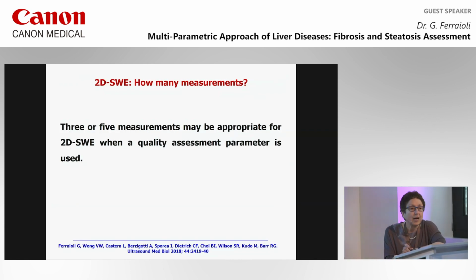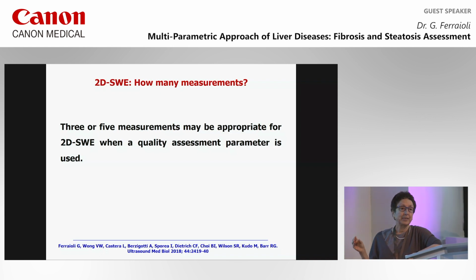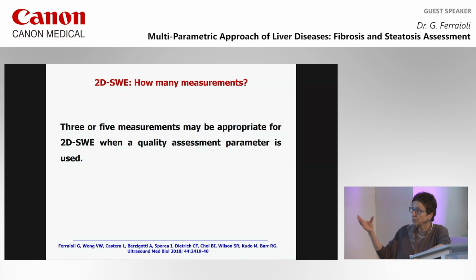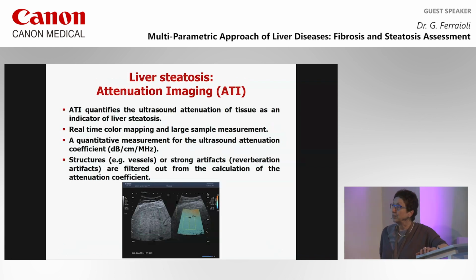On the other hand, in the updated guidelines of the World Federation, we have recommended 3 or 5 measurements when a quality assessment parameter is used. And in the case of the two-dimensional shear-wave elastography available on the Canon system, we have the propagation map. And we have to stick to this very important and very reliable quality criterion.